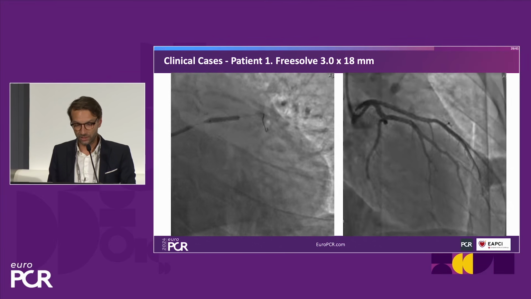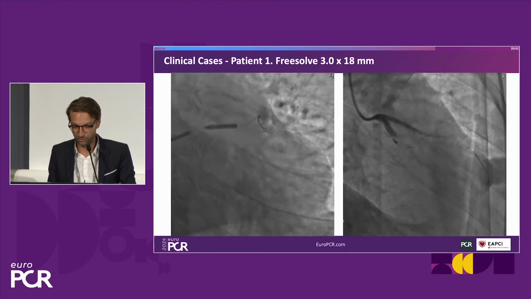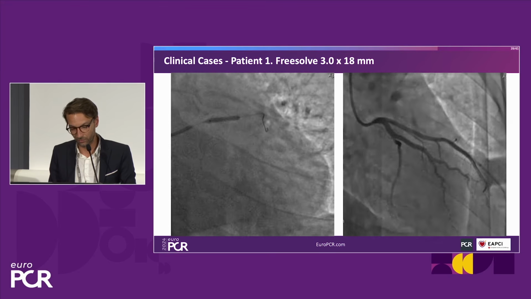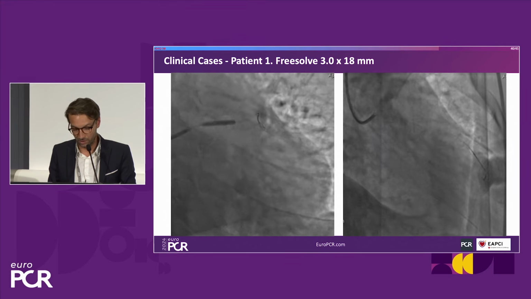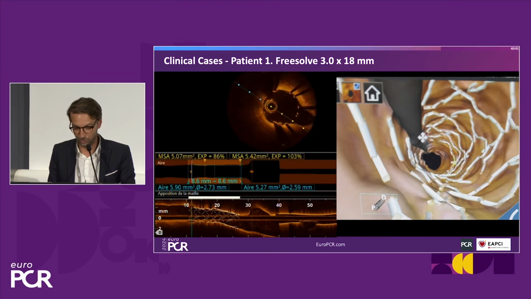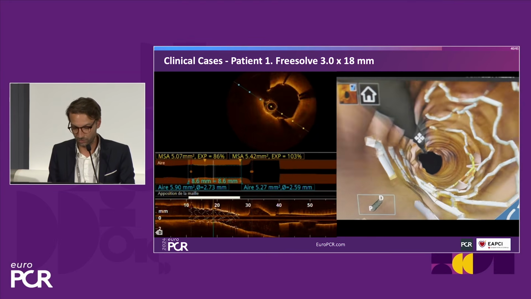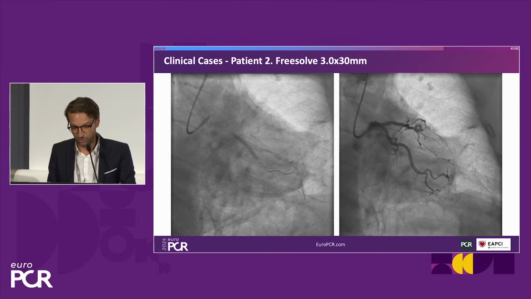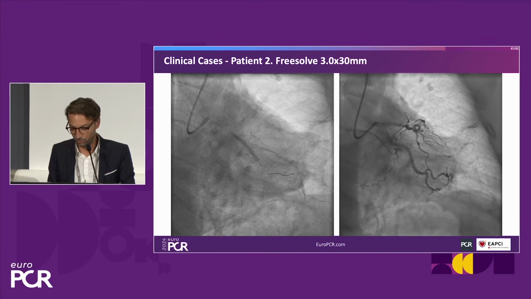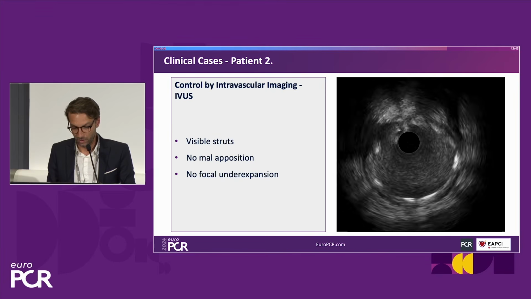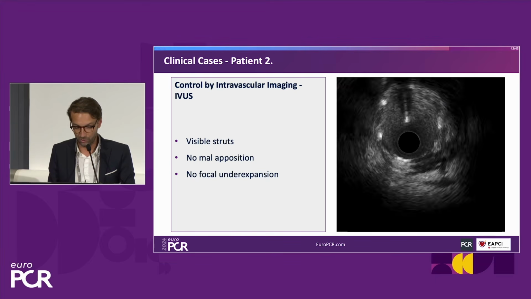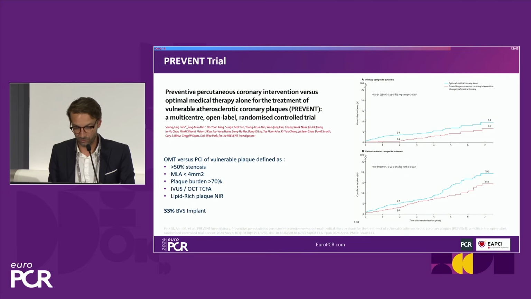So back to our clinical case, patient 1 was treated with the FreeSolve 3 by 18 millimeters. And as you can see, OCT control shows good apposition of the stent with good visible struts of the scaffold. And patient 2 received the FreeSolve 3 by 30 millimeters with a good control. And IVUS imaging showed good apposition with no underexpansion of the stent.